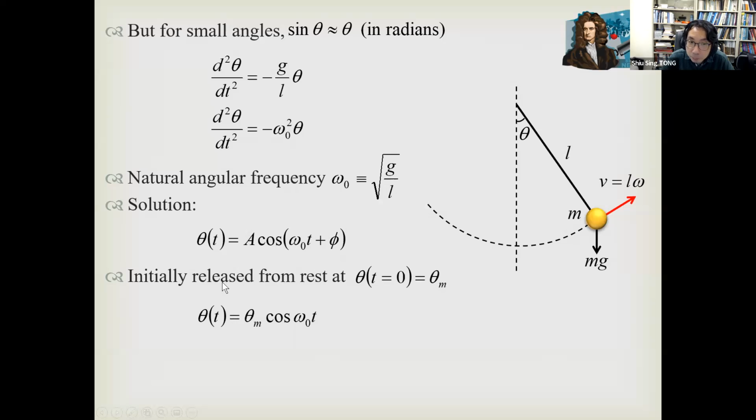Now, in particular, if the pendulum bob is released from rest at a maximum angle, the amplitude equals theta m, then the initial phase phi is 0, and the amplitude is just theta m, and so I have this solution. This is just a solution we have seen before at the beginning of our discussion.